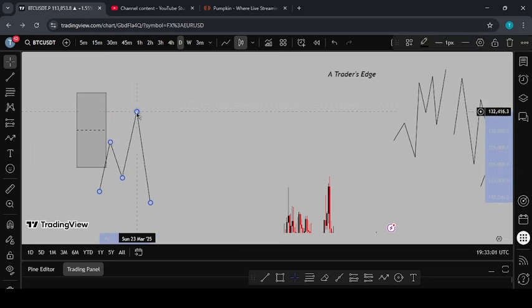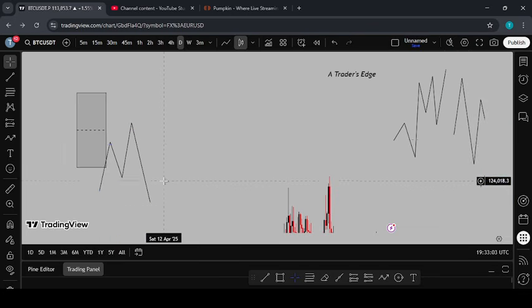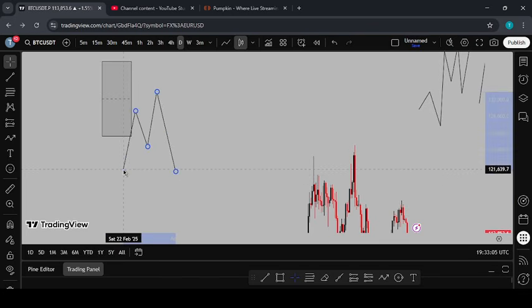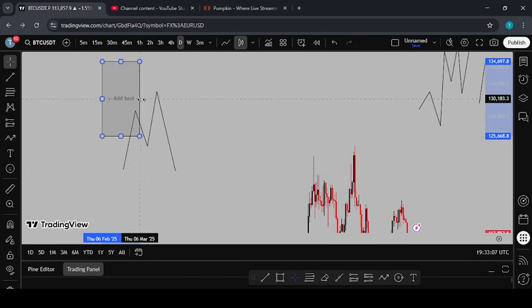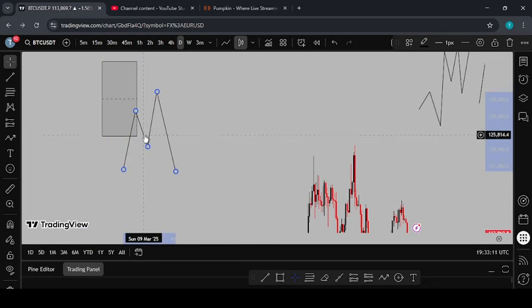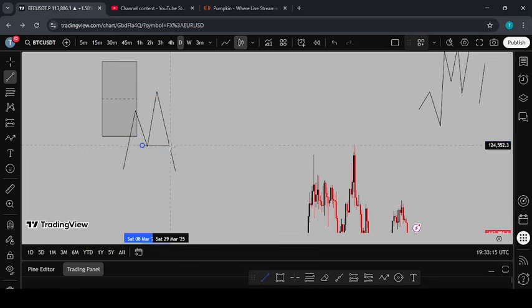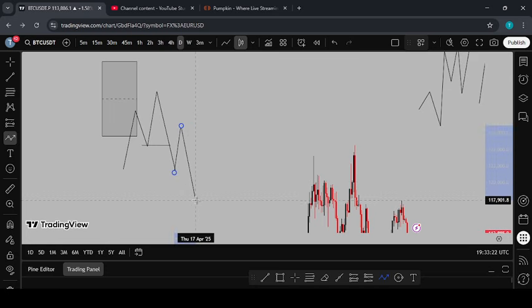For example, market comes to the mid level of this imbalance and mitigates it, whether 4 hour or 1 day, any form of imbalance. Now market mitigates this imbalance and creates a shift in structure, right? And while creating that shift, also creates a form of inducement.